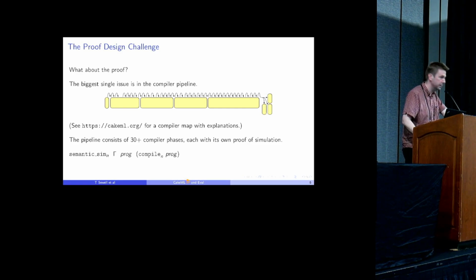You would not possibly be able to read the text. But the pipeline consists of 30 plus phases, each of which has its own proof of semantic simulation in some sense or another. So each one of them is going to preserve the observed behavior of the program that it's compiling, and then the correctness of the compiler is just the composition of all of those proofs.